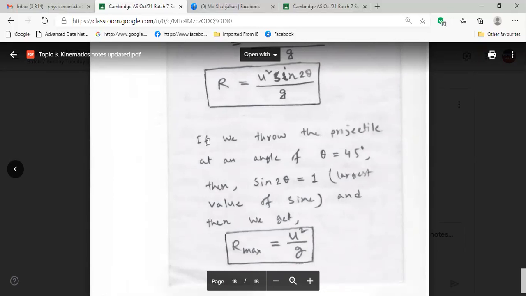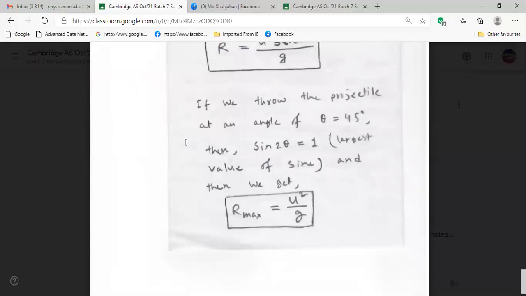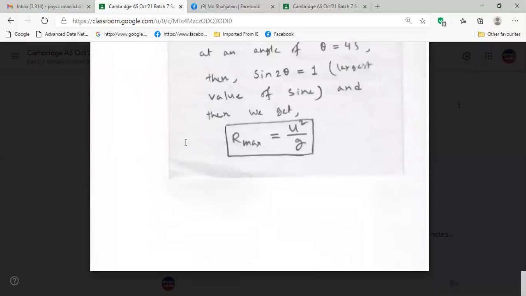Can you read this part, Farhan? If we throw the projectile at an angle of theta equals to 45 degree, then sine 2 theta equals to 1, the largest value of sine, and then we get R max equals to U squared by G. So this is the end of this topic.